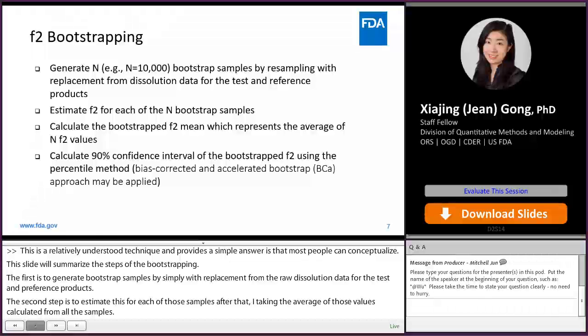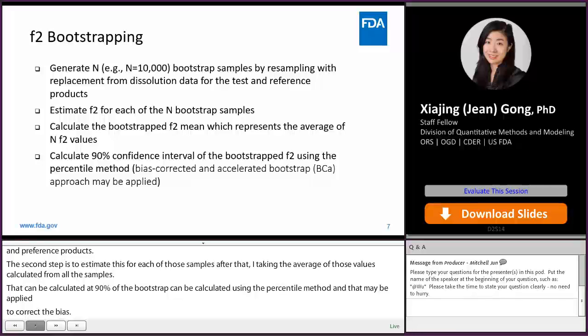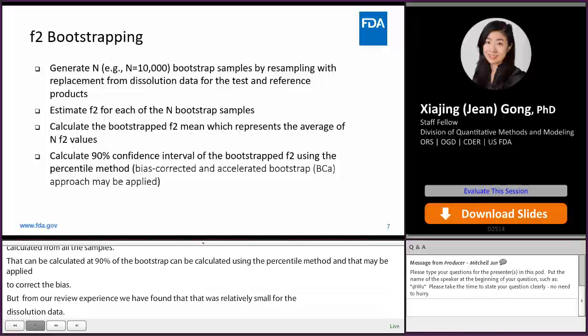From our ANDA review experience, we have found that the bias was relatively small for the dissolution data. That is to say, although the assumption that the bootstrap distribution was symmetric and unbiased might not be met in some cases, BCA intervals were very close to percentile intervals in most cases. And the same conclusion could be drawn from these two intervals.